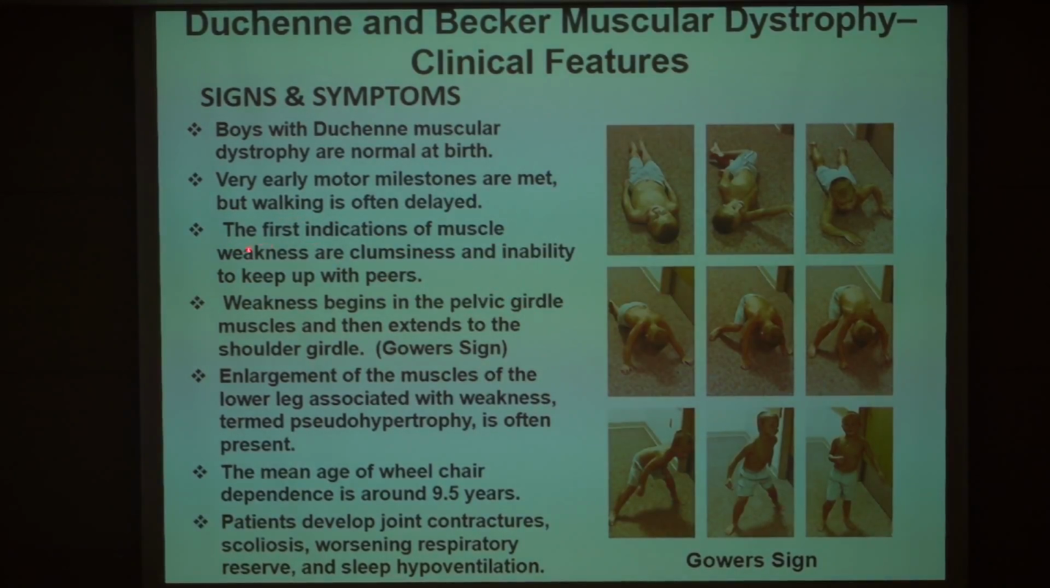The first indications are muscle weakness and inability to keep up with peers. The weakness begins in the pelvic girdle muscles and extends to the shoulder girdle, and the outward sign is that when a child has to get up, he or she will use the strength of their upper extremities to push up off their lower extremities in order to stand up. You also see pseudo-hypertrophy of the calves. The problem with Duchenne's is the mean age of wheelchair dependence is about 9.5 years, and these patients tend to die between the ages of 25 and 30.